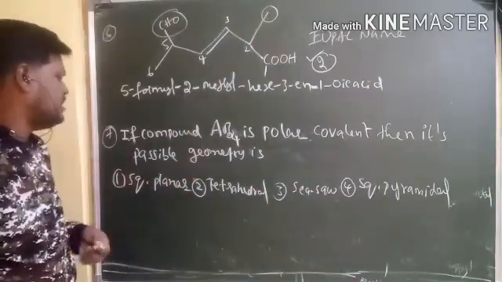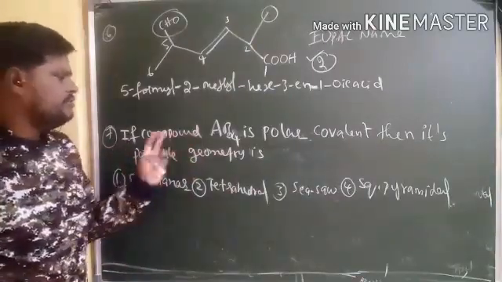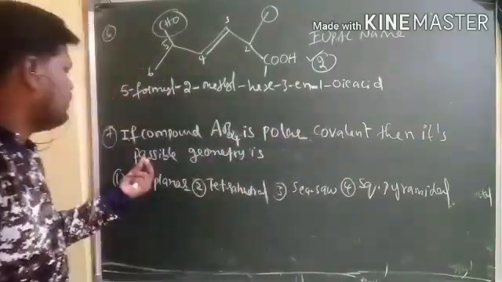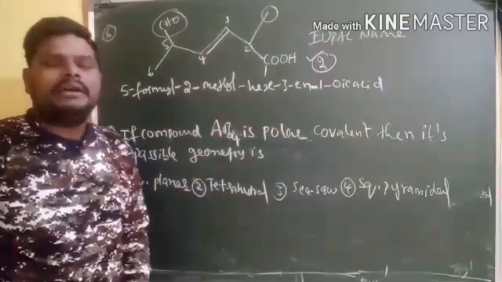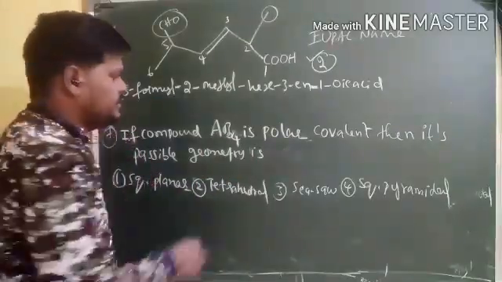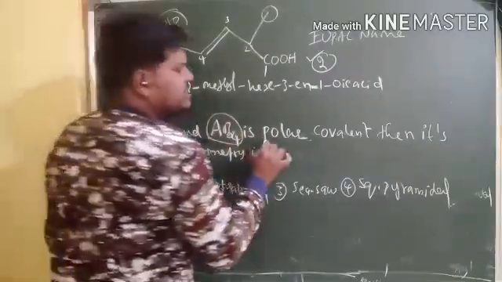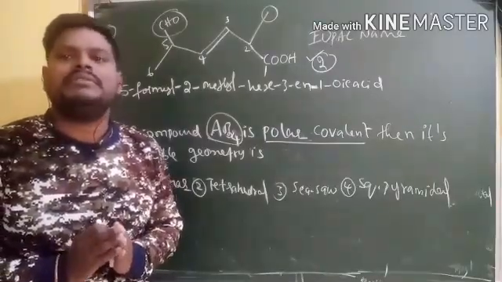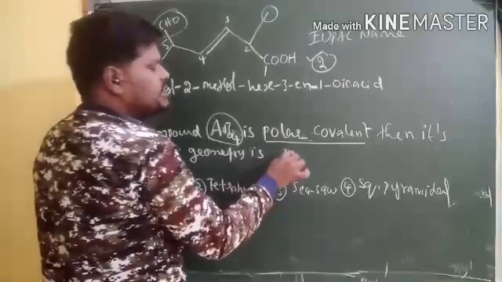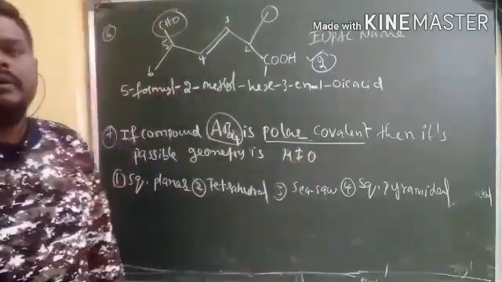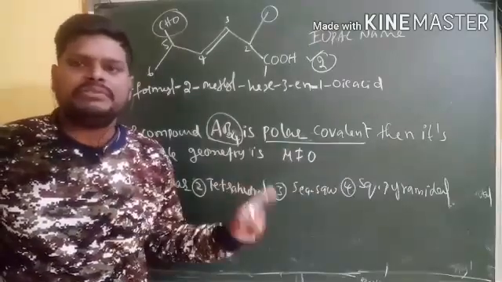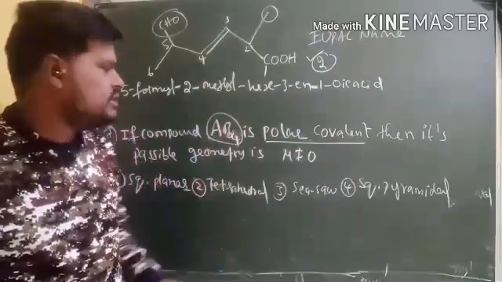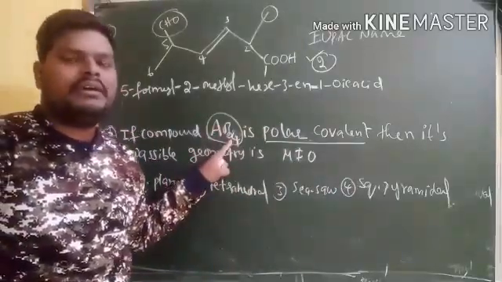And next, let's go for the next question. If compound AB4 is polar covalent, then its possible geometry is. Here, two clues are there. Here AB4 is one of the clues, and it is polar covalent. And the second clue is that polar covalent always means the dipole moment will not be equal to 0. That's the best point you need to find here. Yes or no? Dipole moment will not be equal to 0. If it is non-polar, the dipole moment will be 0. And one more thing in this case, it is AB4, sir.